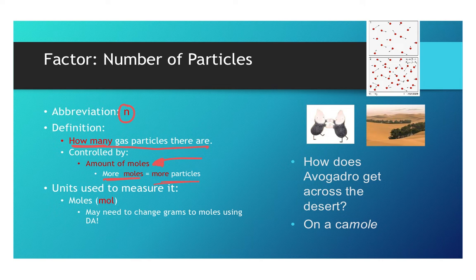That makes sense. Oh, a little joke for you. How does Avogadro get across the desert? He crosses and rides on a camel.